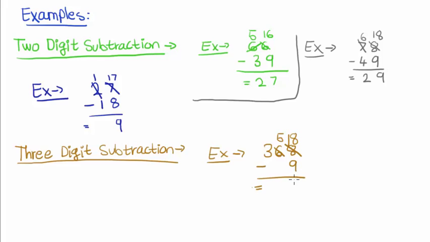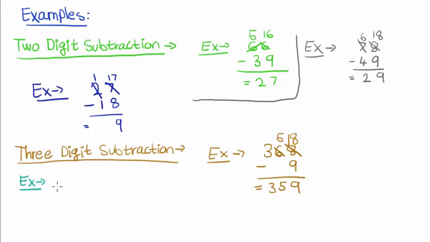18 minus 9 will give me 9. 5 minus nothing over here, which is the same thing as saying 0, will give me a 5. And I can carry down the 3 right below because it's the same thing as saying 0 right below the 3. So my answer is 359. Let's do another example with 3-digit subtraction.